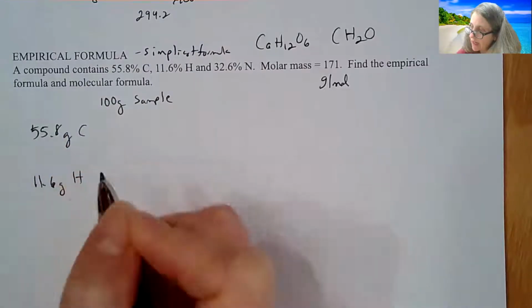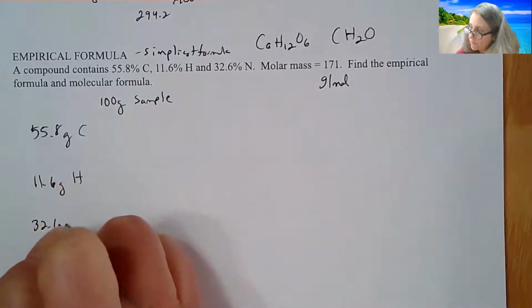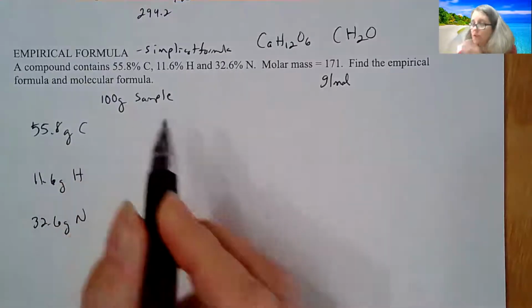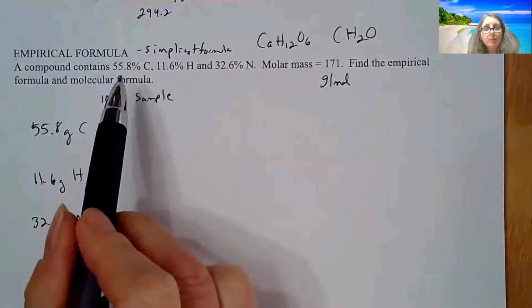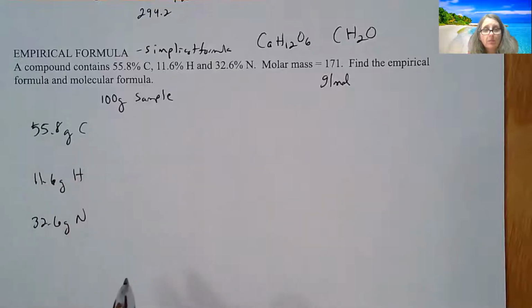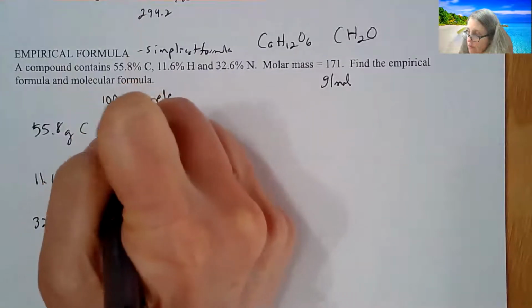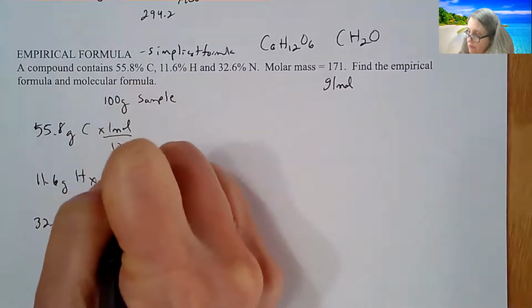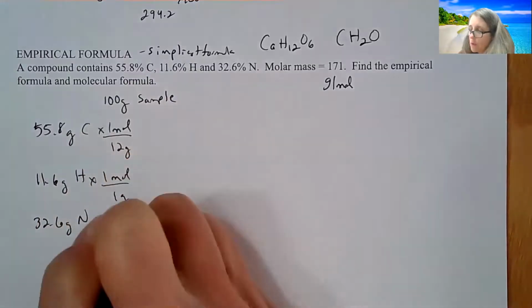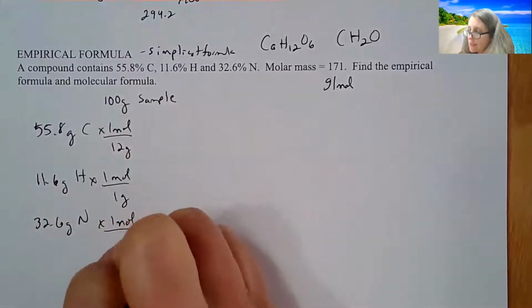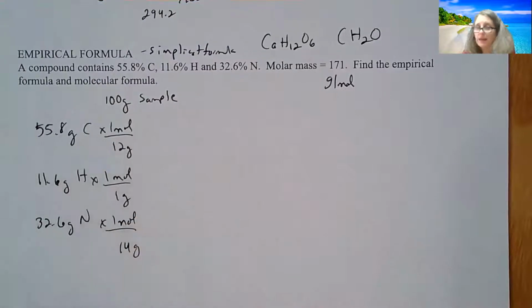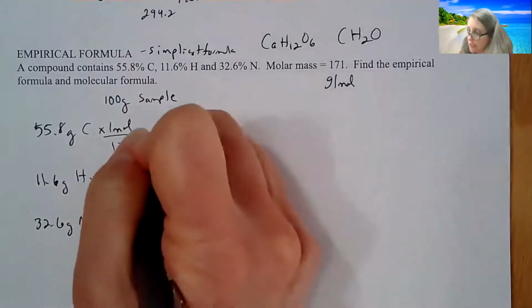Because if I have a 100-gram sample, if I have 55.8% of that, that's going to be 55.8 grams. So the first step is always to convert everything to grams. Then you want to convert things to their respective moles, because in chemistry, everything is based off of the mole. So you're going to use the molar mass of each one of the elements. Carbon is 12, hydrogen is 1, nitrogen is 14.